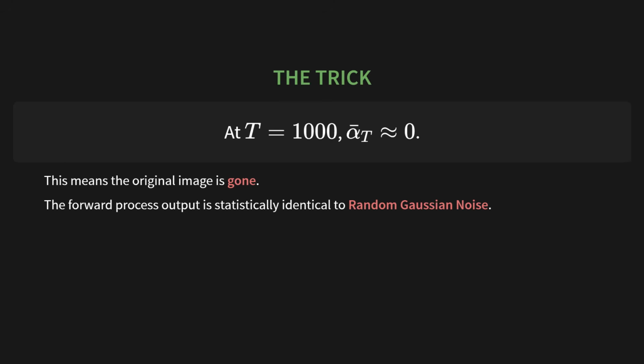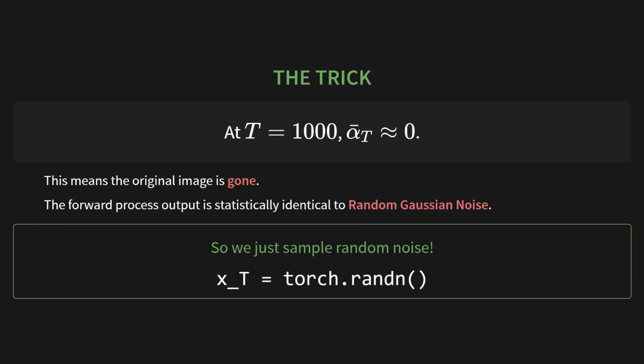It has been completely washed out by the noise. The output of the forward process is statistically identical to just random Gaussian noise. So, what do we do? We just sample random noise. We don't need a real noisy image to start with. We just call x sub t equals torch.randn, and that's our starting block. Simple as that.